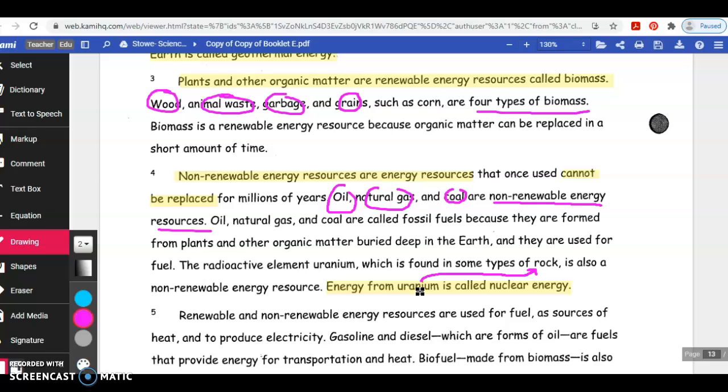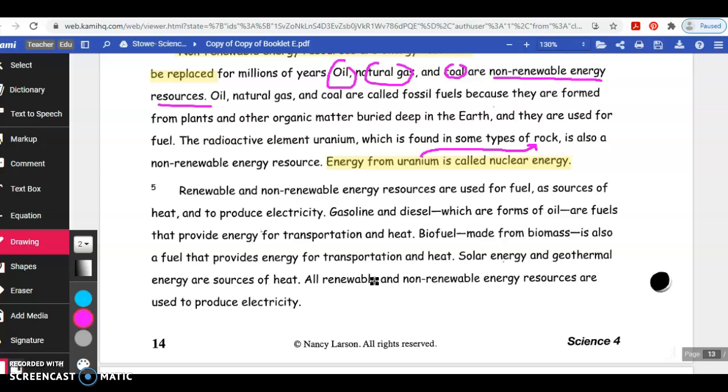It takes forever and a day, meaning millions of years. Certainly we won't be around. If even then, if they were to be renewed by then, we certainly would be gone. Okay, follow along as I read paragraph 5.